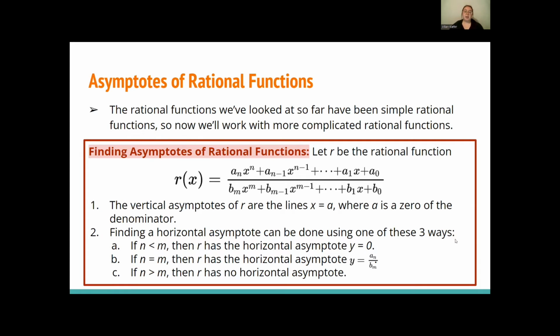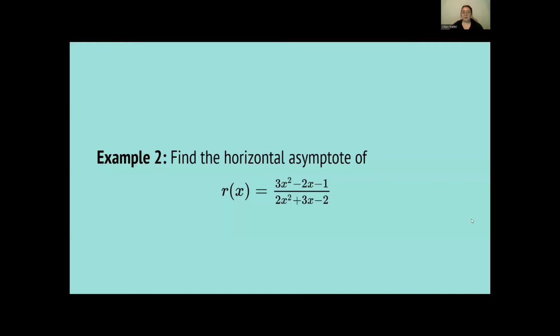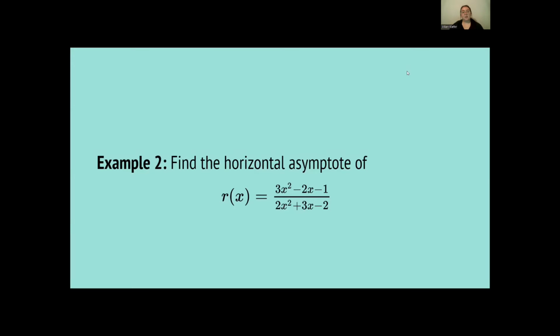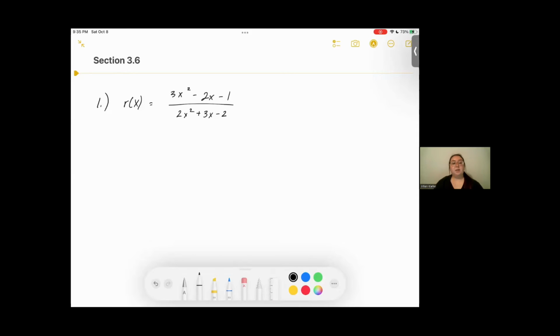So let's go ahead and do an example where we have to use that second case. Case B. Example 2: we're going to find the horizontal asymptote of our rational function r of x, where r of x is equal to 3x squared minus 2x minus 1 divided by 2x squared plus 3x minus 2. Let's go to our notes so we can do this problem together. Here we have our rational function, and we want to determine the horizontal asymptote.